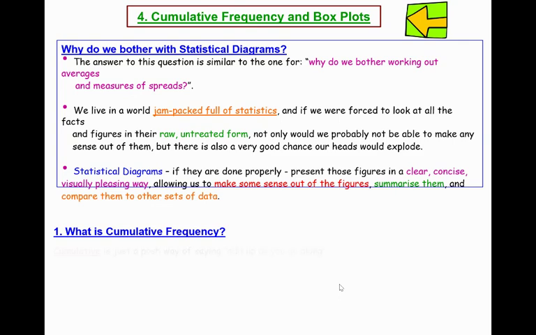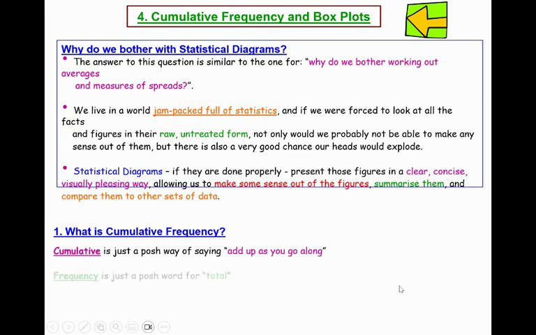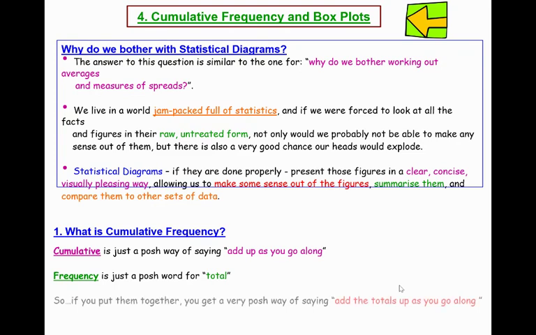Let's talk about cumulative. The keyword cumulative is just another posh way of saying I add things as we go along. The word cumulative does sound like accumulating. Frequency, you probably have seen this in statistics very often. It's just another posh way of saying total. So if we put them together, it's basically saying that we're trying to add the totals up as we go along. Let's look at some examples.